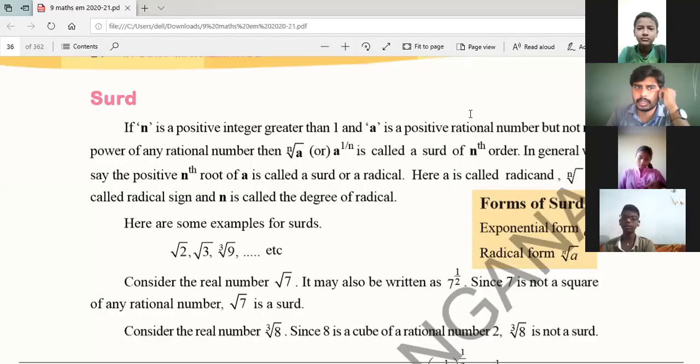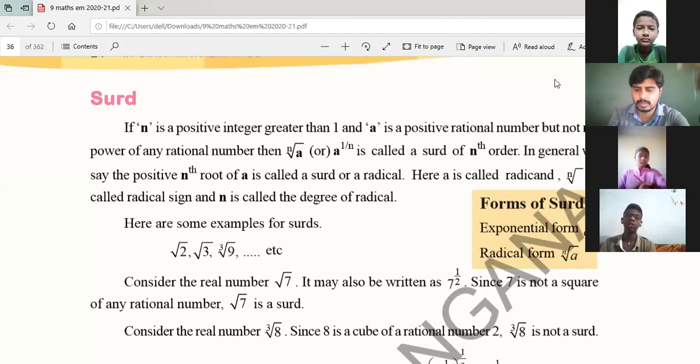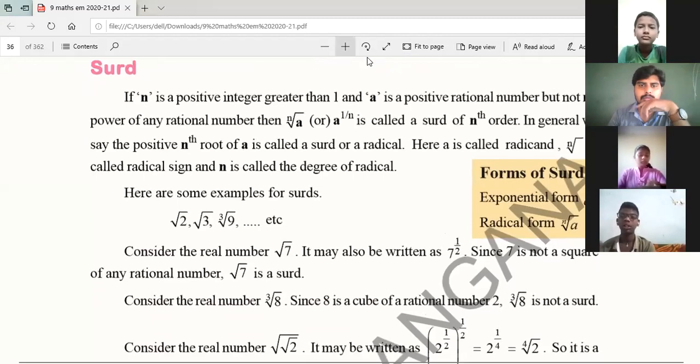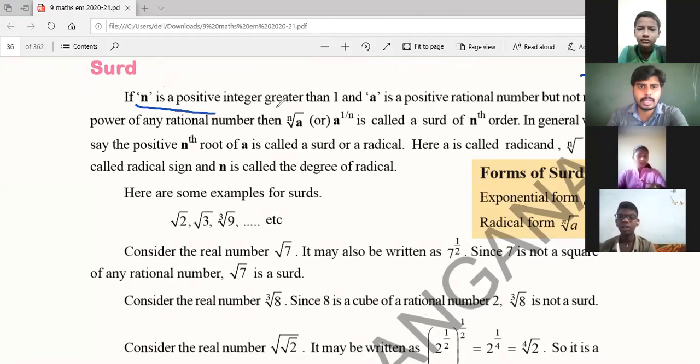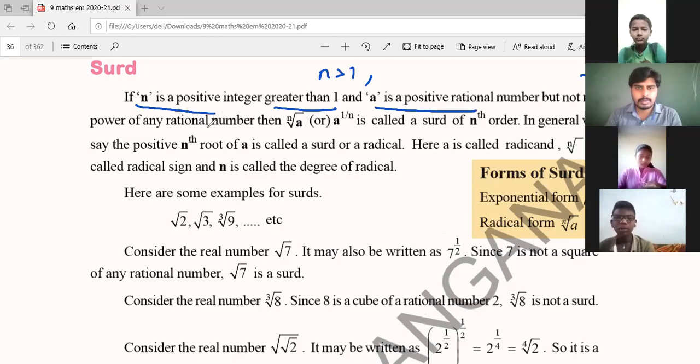Next, Nana, surd. Look at the definition of surd. In the previous topic, we have learned the laws of exponents as well. What is that? Nth root. Okay. Next, see. N is a positive integer greater than 1. So, n greater than 1. And a is a positive rational number, but not the nth power of any rational number.